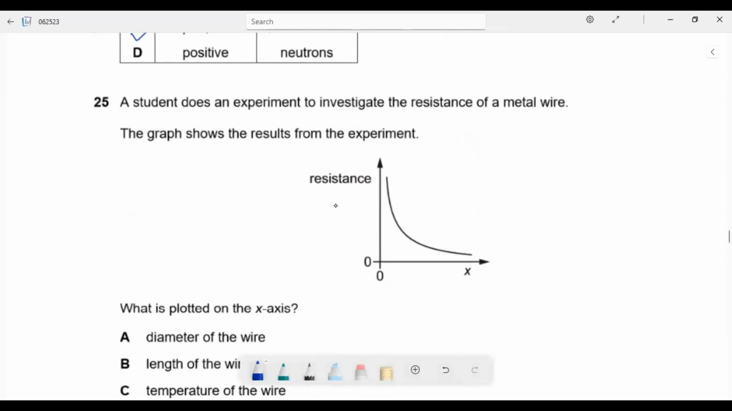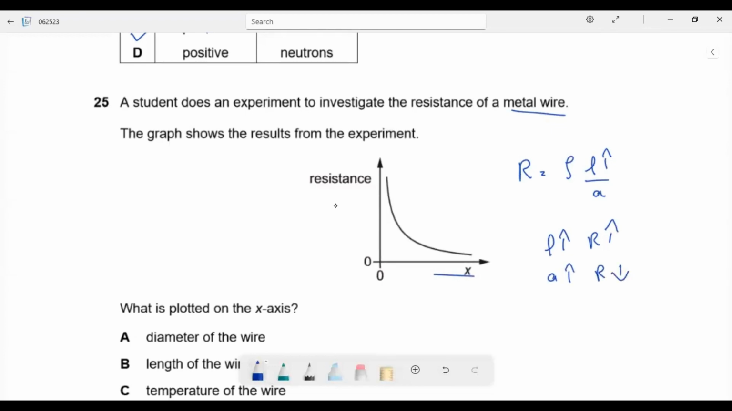A student does an experiment to investigate the resistance of a metal wire. The graph shows the result from the experiment. So what is plotted in the x-axis? Resistance can be written as rho into L by A. So as length increases, resistance increases. Area increases, resistance will decrease.